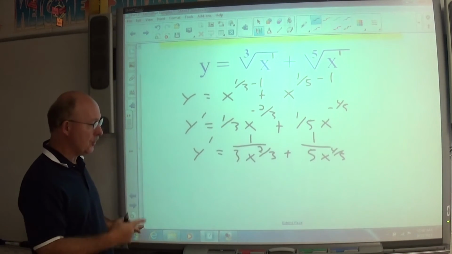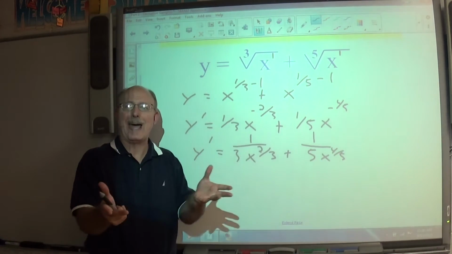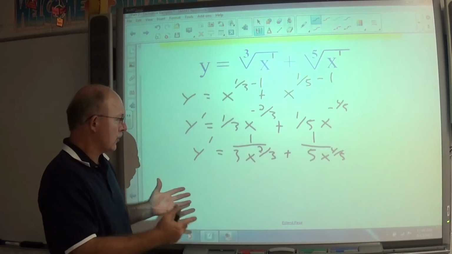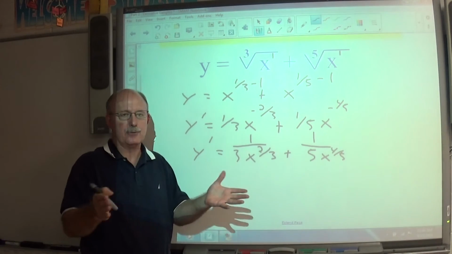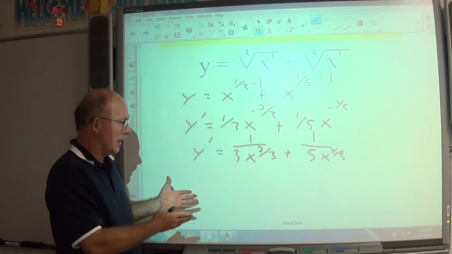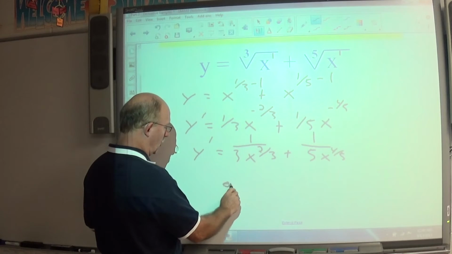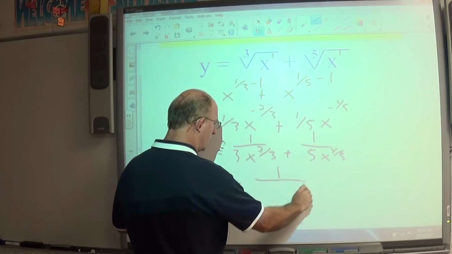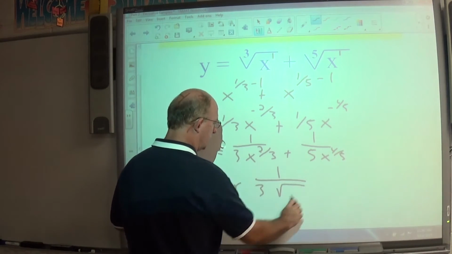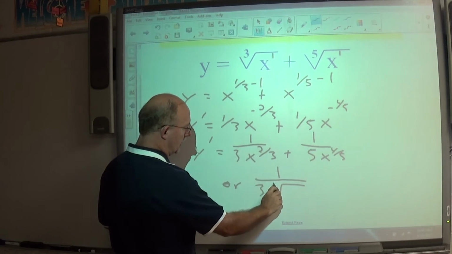Right. And let's do one more thing. Let's see if we can rewrite this in radical form. So what if they're looking for that? If this were a multiple choice question, let's say on the AP Calculus exam, what would be the answer in radical form? So in radical form, this would be 1 over 3 times, you know, the bottom of the exponent becomes your new index.